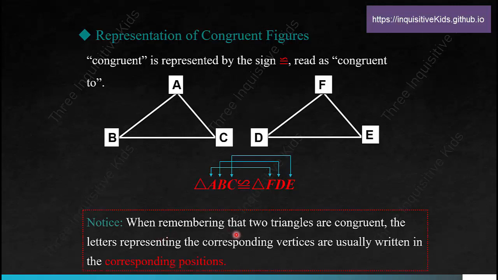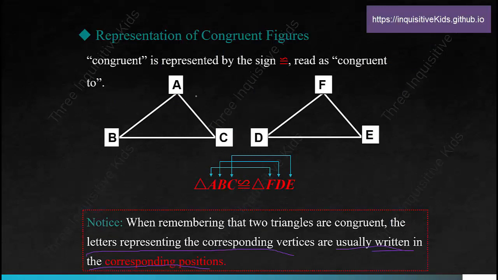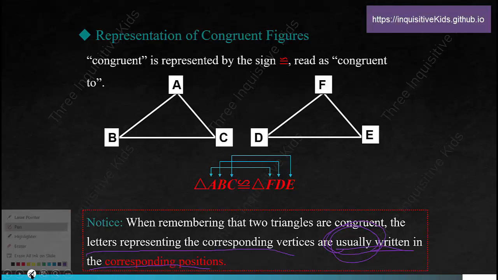Notice, when remembering that two triangles are congruent, the letters representing the corresponding vertices usually are written in the corresponding position. So if point A in triangle ABC and point F in triangle FDE overlap each other, then they would be in the same place when writing it out. Same with points B, C, and D, E. And notice how we said usually. So on a problem, if they don't do it this way, do not be confused.